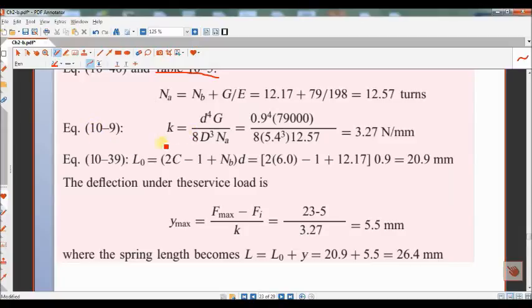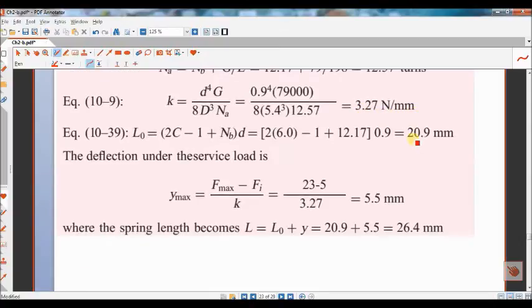In the next physical parameter, we have to find the spring rate, K, and it will be found similar to a compression spring by using this equation. So we will substitute the number of active coils into this equation. And again, we should not forget to use millimeter in this equation, and the modulus should be in megapascal, so the result is Newton per millimeter. So the spring rate is 3.27 Newton per millimeter.